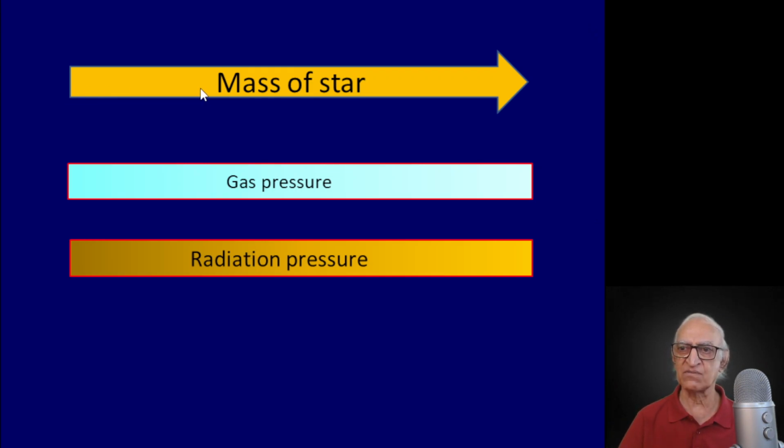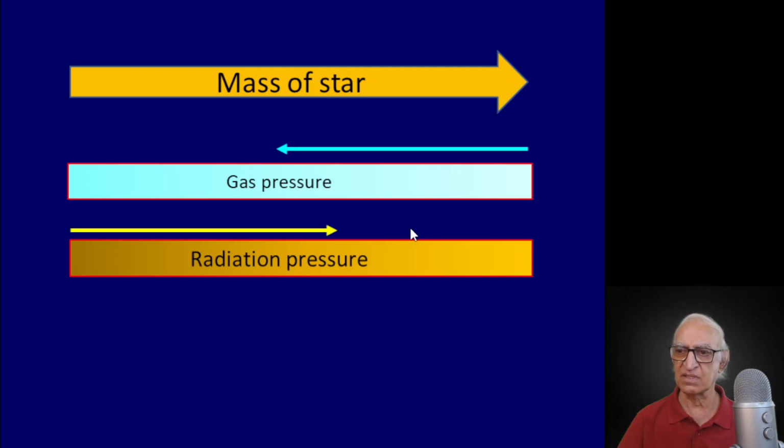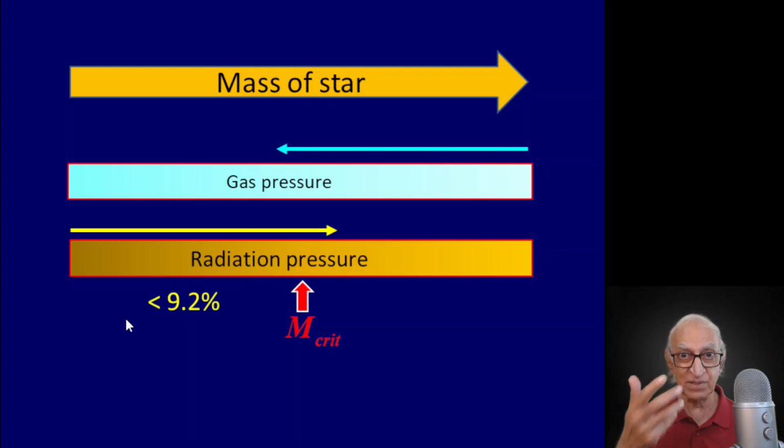What I have here are stars of various masses increasing from left to right. What I have is gas pressure here, and radiation pressure here. What I have said so far is that gas pressure is the more important fraction in low mass stars, whereas radiation pressure is more important in more massive stars. There is a critical mass. This is what Chandrasekhar's theorem states: there is a critical mass of the star below which radiation pressure is less than 9.2% of the total pressure. Therefore, below this critical mass, the gas in the core, upon compression, will become degenerate.